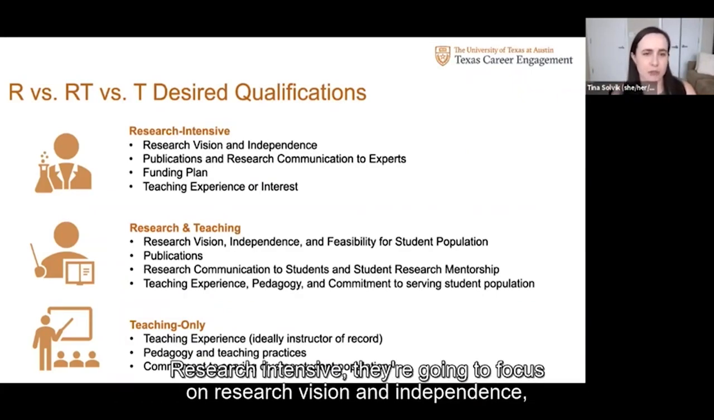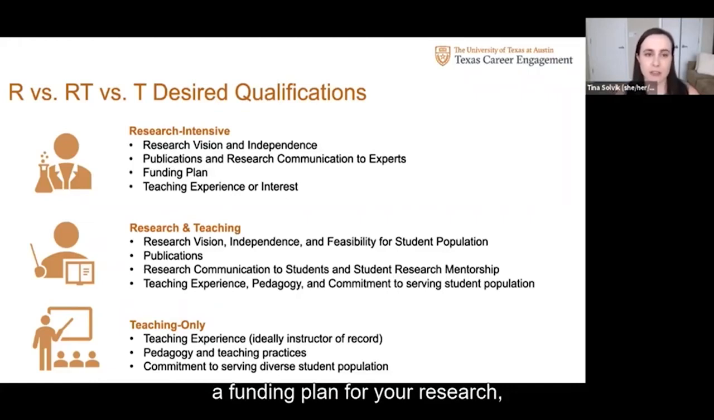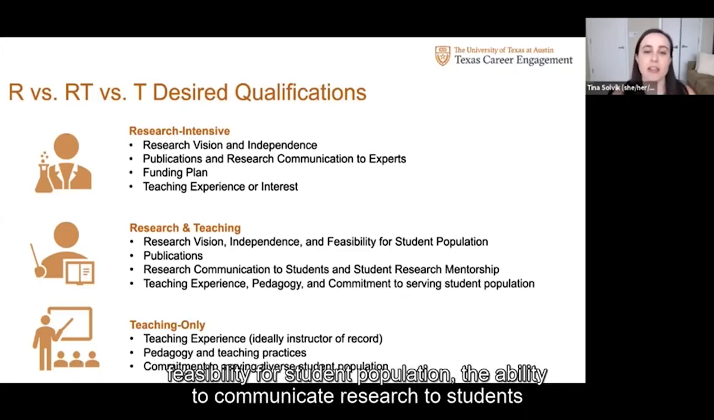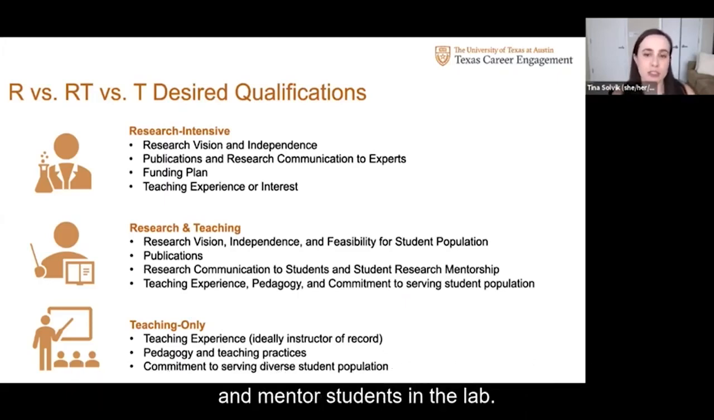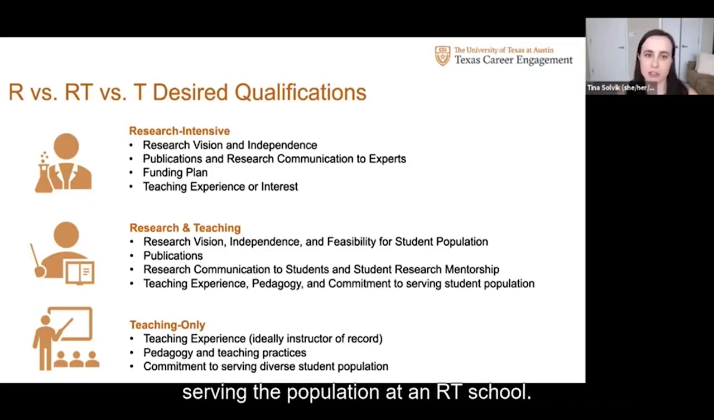Research intensive, they're going to be focusing on research vision and independence, publications and the ability to communicate research to experts in the field, a funding plan for your research, and teaching experience or interest. For research and teaching, they'll be looking at many of the same qualities as above, but the added qualities are feasibility for a student population, the ability to communicate research to students and mentor students in the lab, and then teaching experience, pedagogy, and commitment to serving the student population at an RT school.